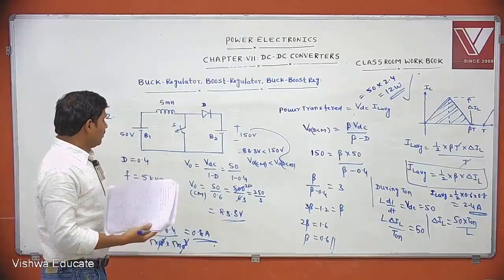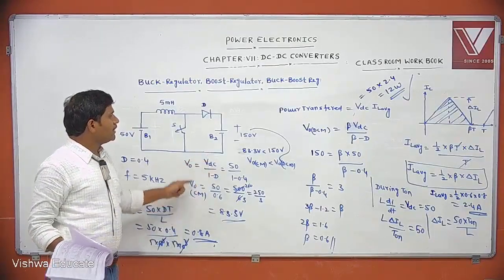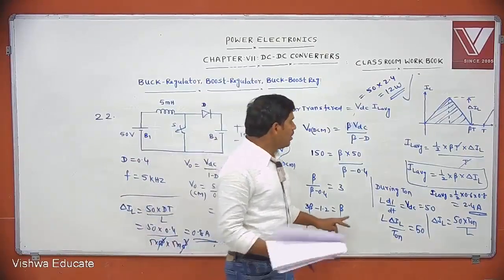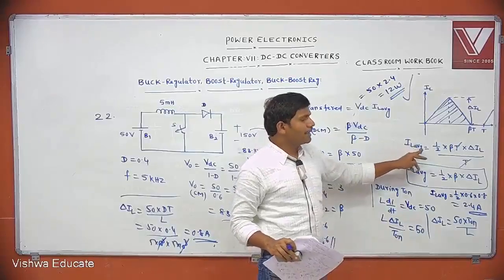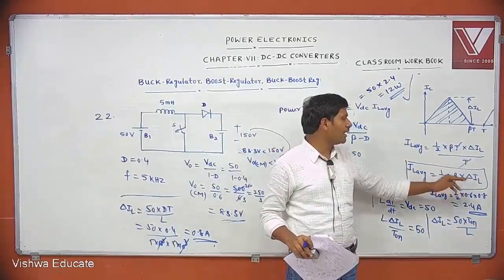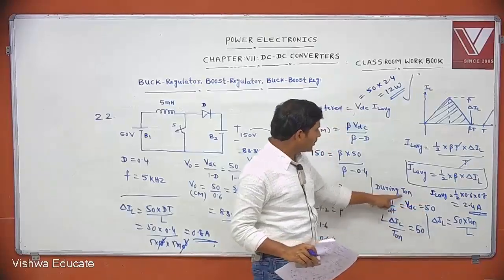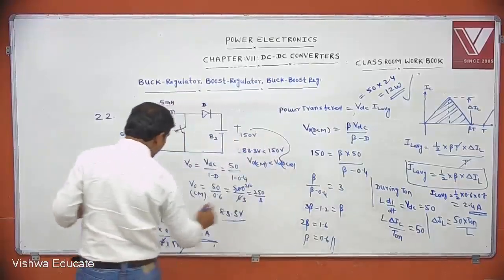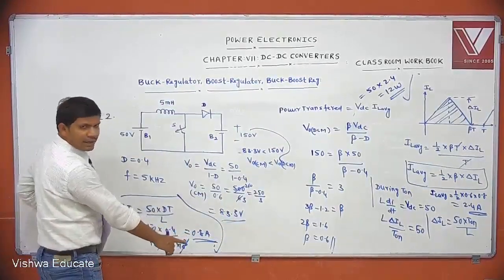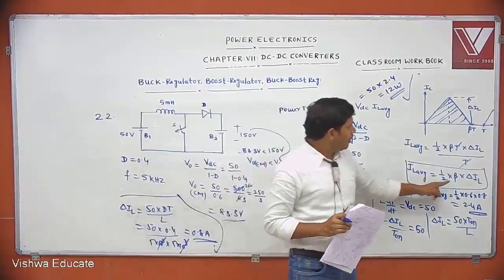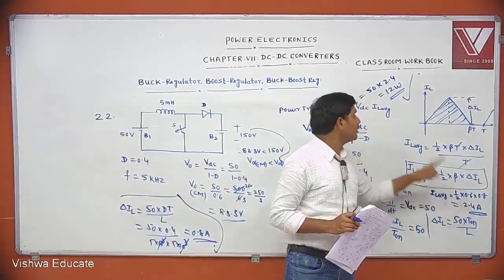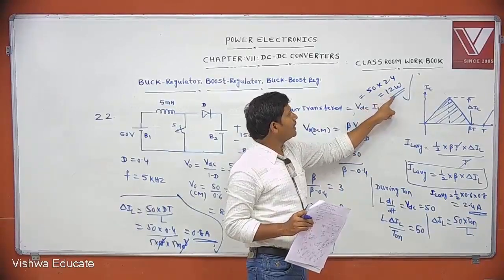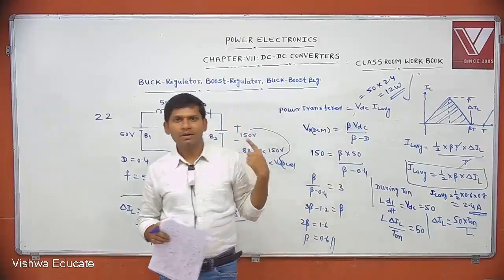Clear? First, what did I do? I checked the condition, continuous or discontinuous mode. It is a discontinuous mode. Then I calculated beta, which is 0.6. Once I calculated beta, I wanted IL average, which equals half beta into delta IL. But I want delta IL, so go for during T on, and from that I calculated delta IL as 0.8 ampere. Substituting delta IL and beta 0.6, we get 2.4 ampere. What is the power transfer? Power transfer is VDC into IL average, 50 into IL average, which gives 12 watts. Clear? That is an important model.